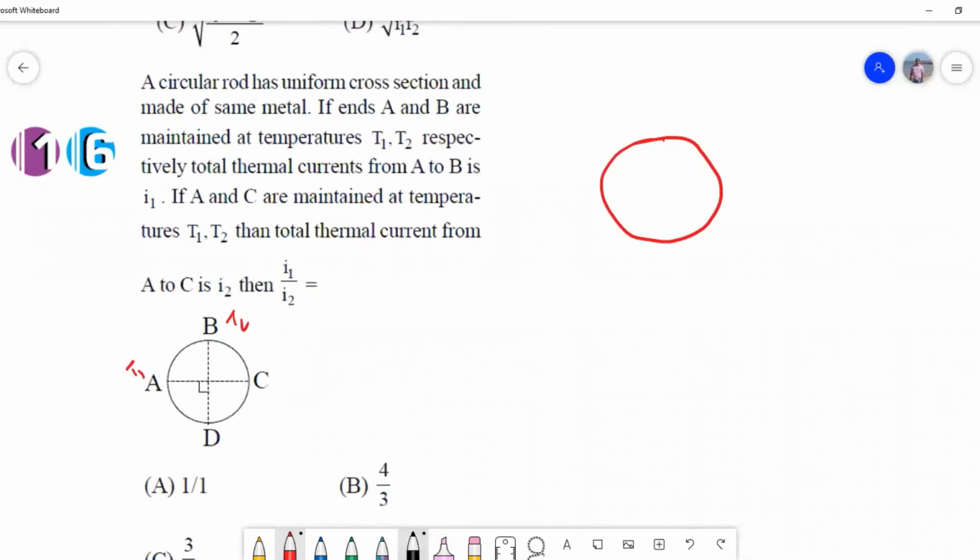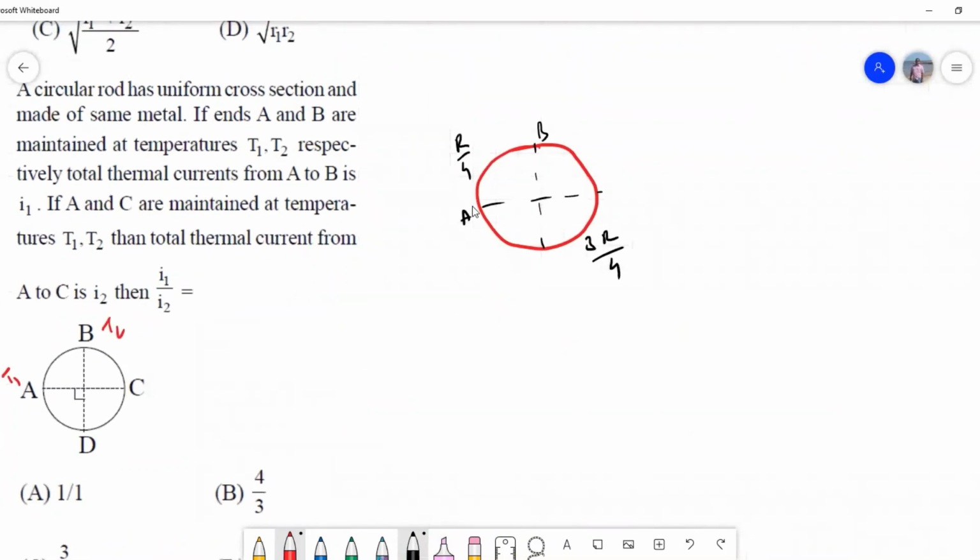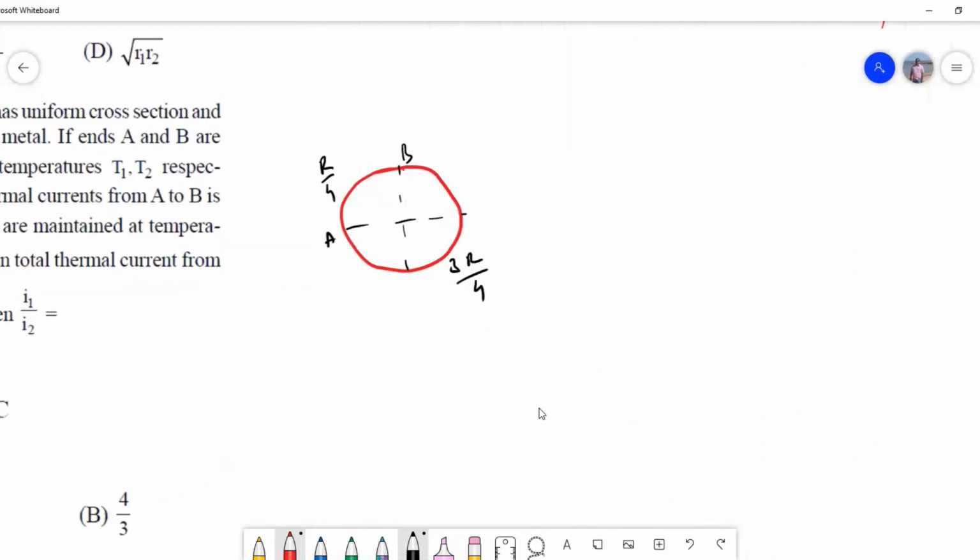Here remember, the rod is divided into 4 quadrants. If I take AB, if R is the total resistance of the rod, this becomes R by 4 and this becomes 3R by 4. Because if R is the total resistance of the rod, each quadrant is R by 4. And remember, these 2 points are maintained at temperatures, say T1, T2. Then this rod and this rod will be in parallel. So in parallel, what is the effective resistance? 1 by R1 plus 1 by R2.